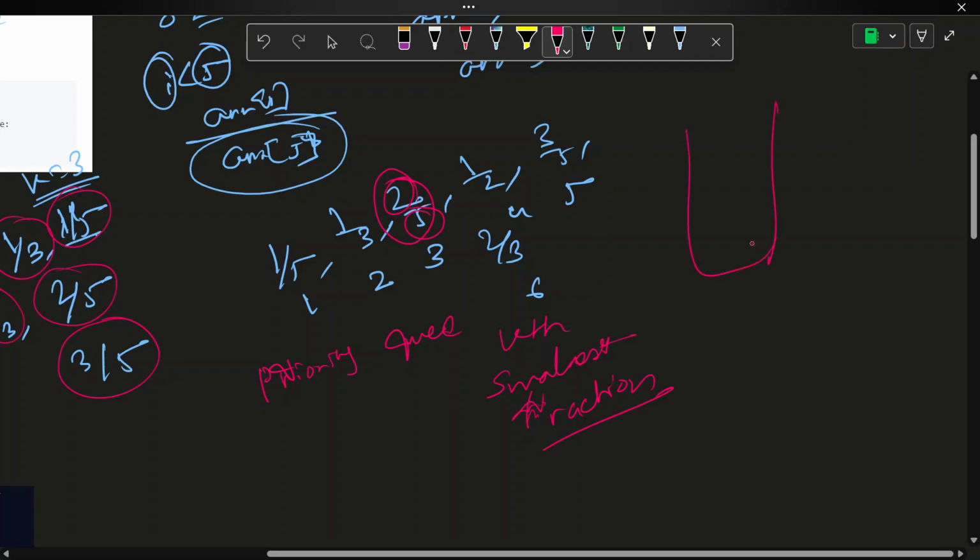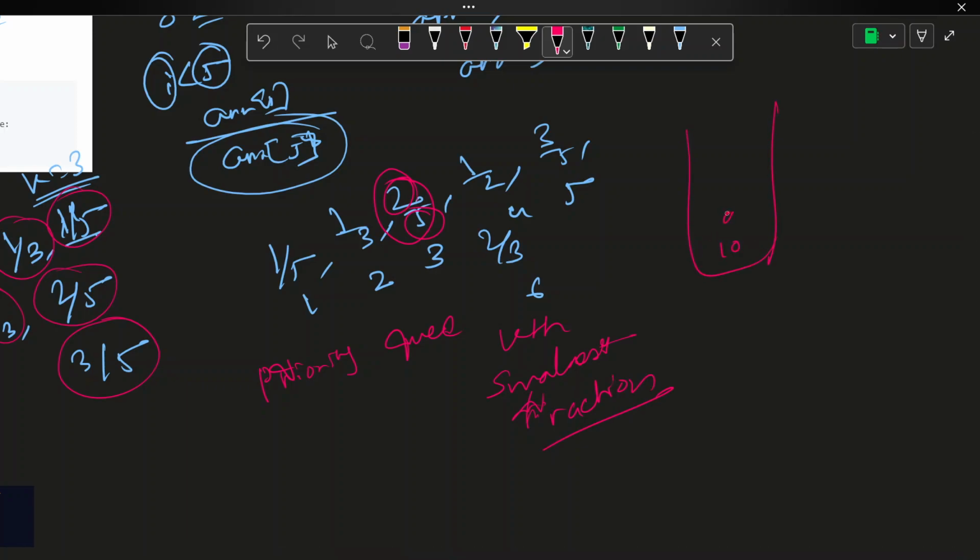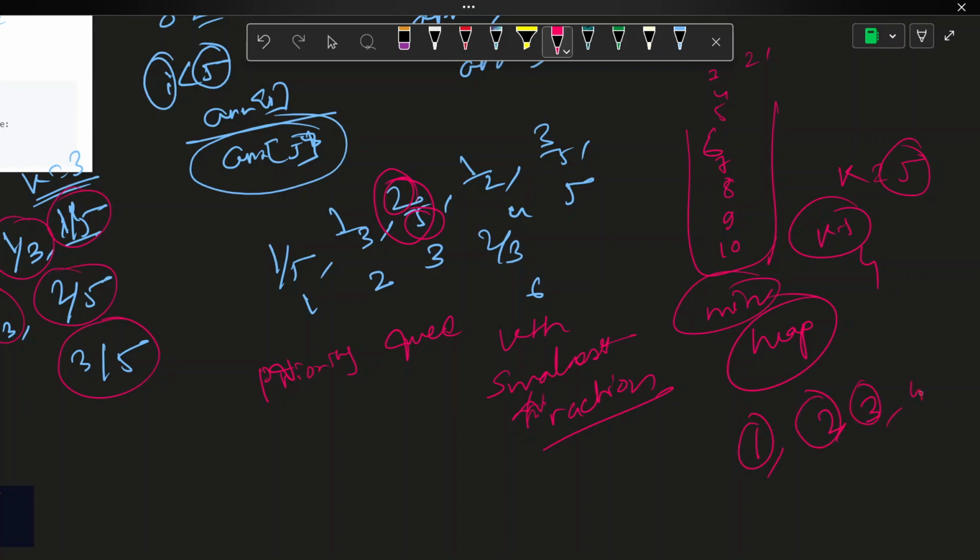Like if I store, suppose, 10 elements, 10, 9, 8, 7, 6, 5, 4, 3, 2, 1, and I have to find the fifth smallest. This is a min heap, or minimum priority queue. Now I pop 4 times, k minus 1. First it will pop 1, then 2, then 3, then 4. Four times. Then the remaining top element in the priority queue is 5. So this is our answer, our fifth smallest fraction or element. Got it, right?